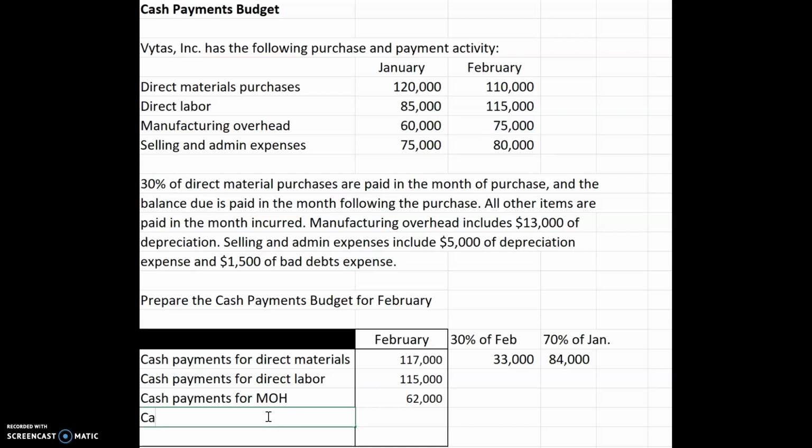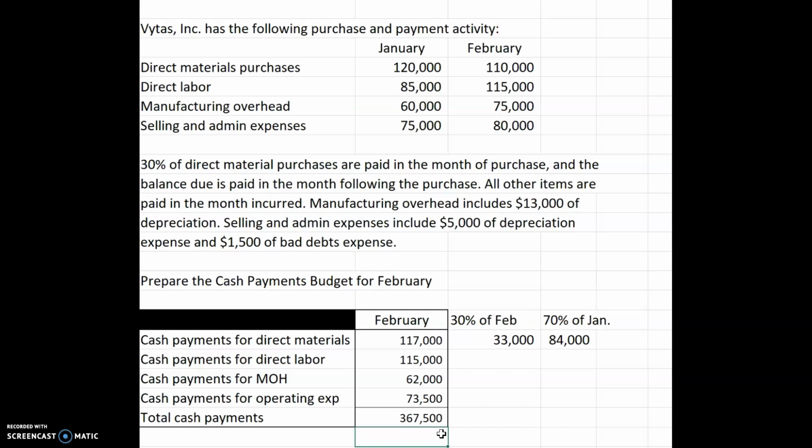And then we've got our cash payments for operating expenses. And so this is the bottom line on the operating expense budget, but that includes $5,000 of depreciation, which is a non-cash item, and it also includes $1,500 of bad debts expense. That's not a payment of cash either. So then we can just total up, and that's going to be our total cash payments.